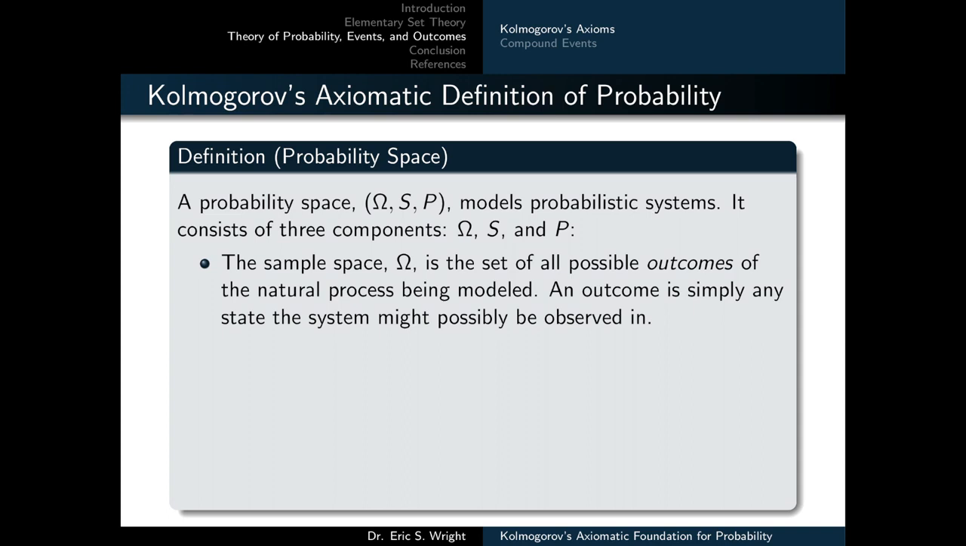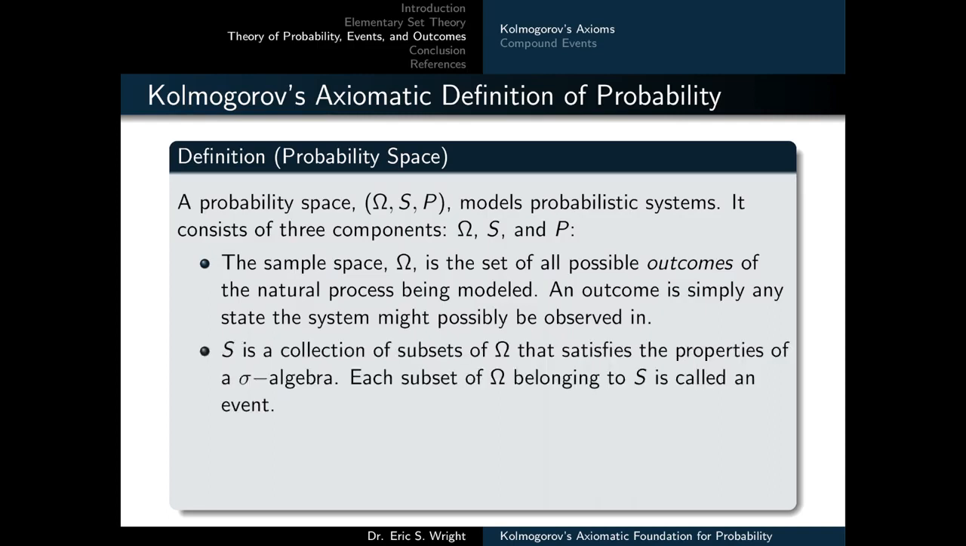A probability space models probabilistic systems, and it consists of 3 components: omega, S, and P. So the sample space, which we represent using the omega symbol, is the set of all possible outcomes of the natural process that's being modeled. An outcome is simply any state that the system might possibly be observed in. So that's important. Outcomes are observable states.